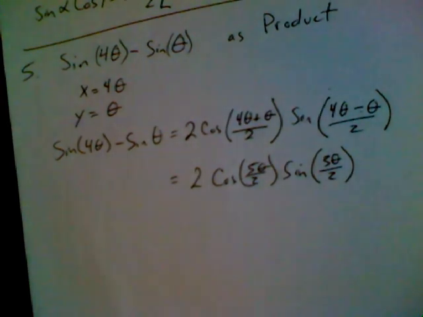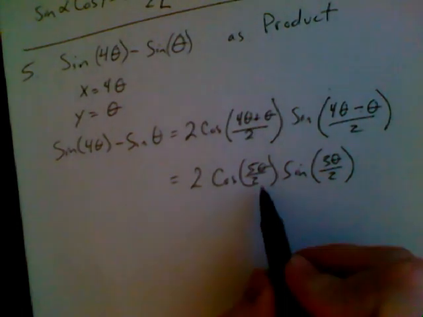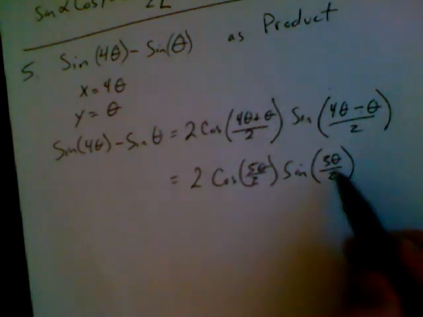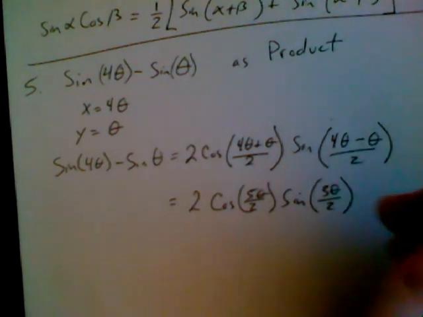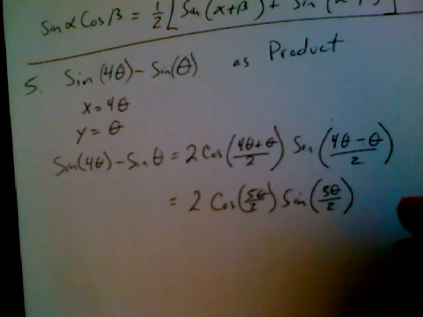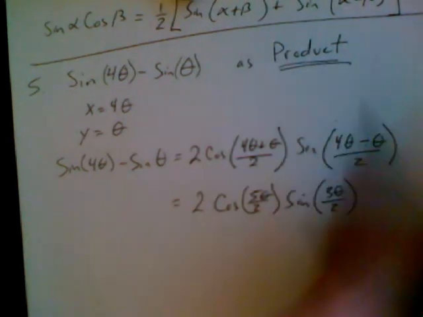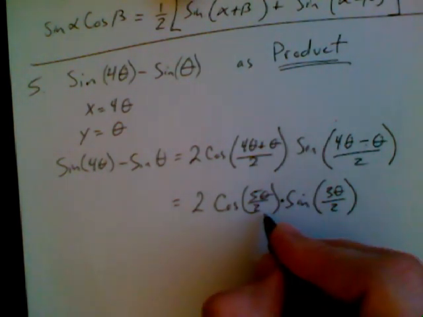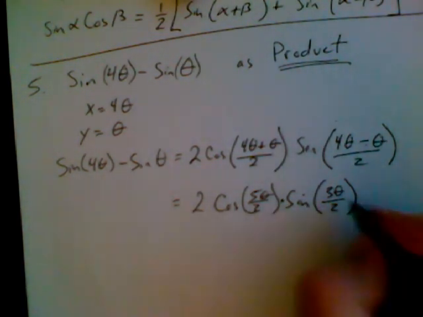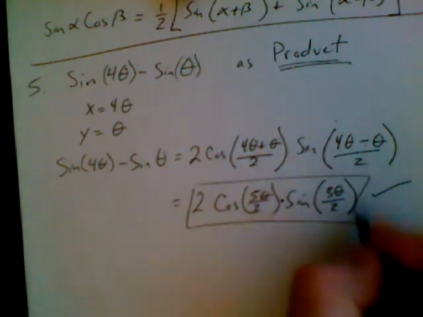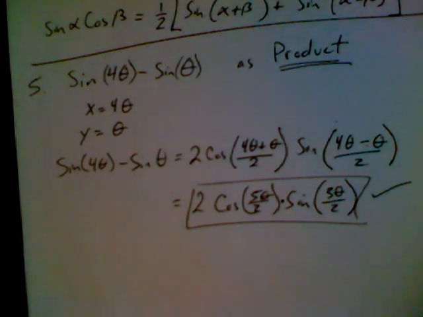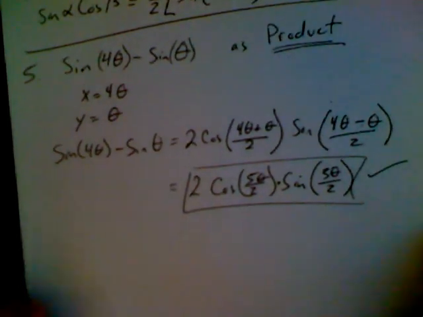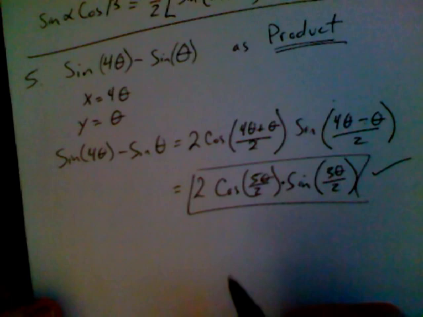And is there anything else I can simplify? The answer is no. 5 over 2 doesn't break down, 3 over 2 doesn't break down, but the question asked me to write it as a product of two functions. There's one function, there's a second function. This problem is done. That is the answer that we're looking for. Again, notice that this question is not asking you to verify. It is asking you to write it in a different form. I have done so, so that will be my answer.